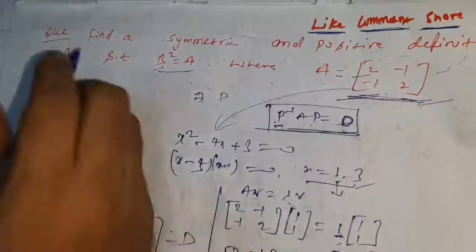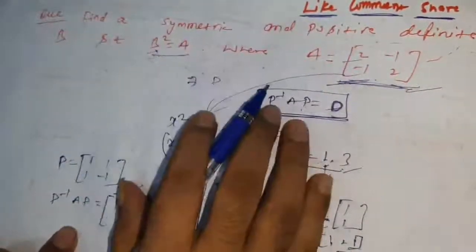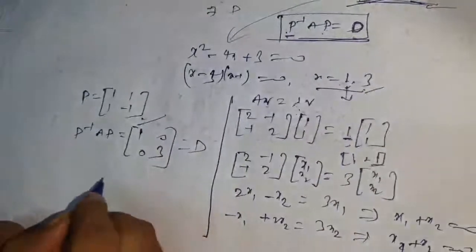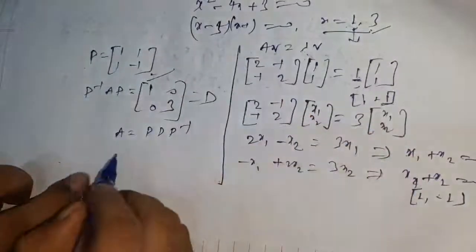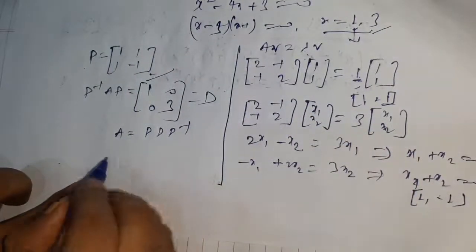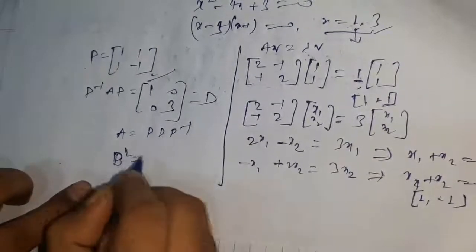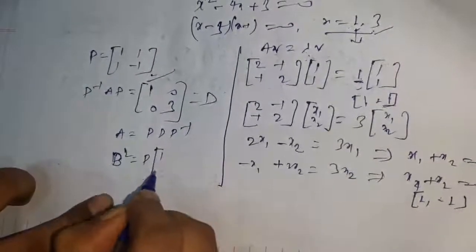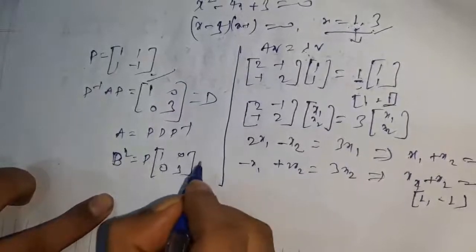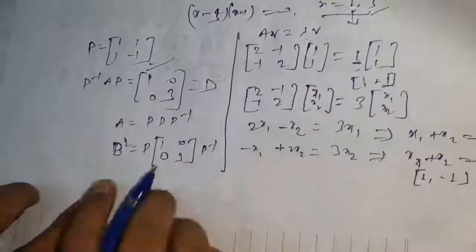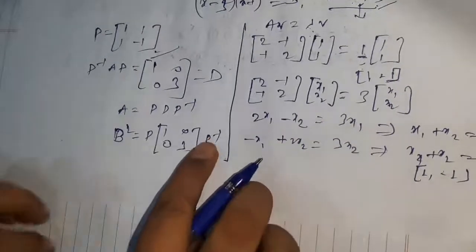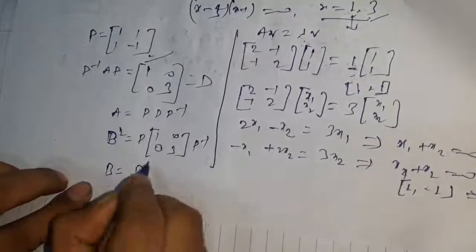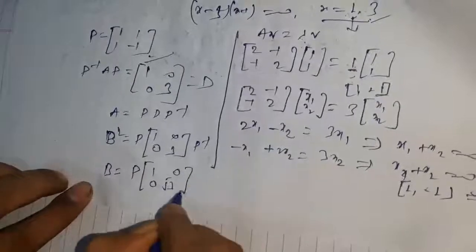Yeah, we have to find the value of B. Okay, so B square is equal to A, given here. So keeping this in mind, we can write A is equal to P D P inverse. Now B square is equal to P, D will be 1 0 0 3, P inverse. So the value of B square will be this, and we can write B is equal to P times (1 0, 0 root 3) times P inverse.